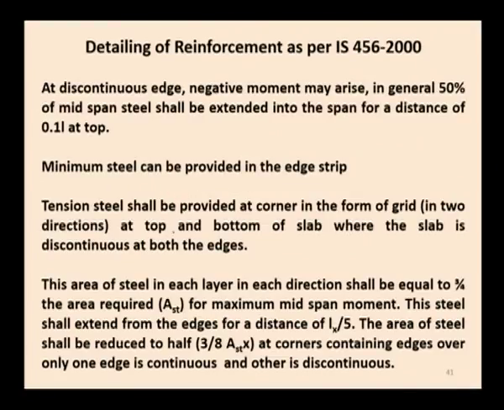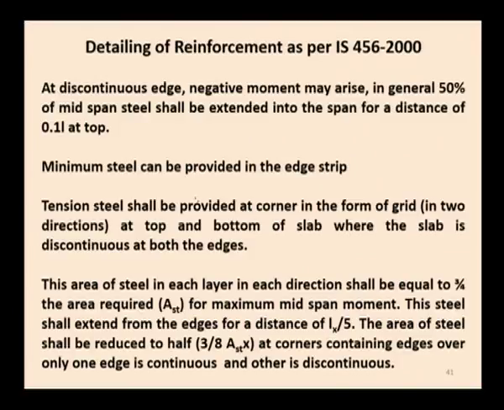The tension steel shall be provided in the corner in the form of grid in two directions, the top and bottom of the slab, where the slab is discontinuous at both the edges. This area of steel in each layer in each direction shall be equal to 3/4 of the area required for maximum mid-span moment, and this steel shall extend from the edges for a distance of Lx by 5. This is a torsion reinforcement at the corners.